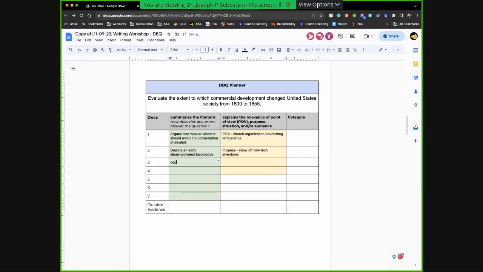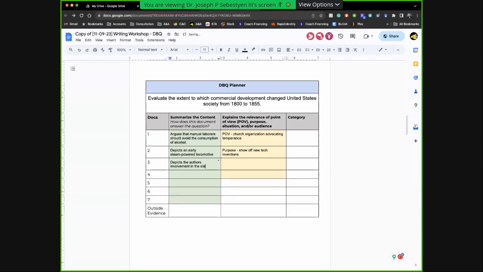Depicts the author's involvement in the slave trade. Purpose of this document: to show the profit one can make by the slave trade, right? Mm-hmm. See how I'm doing this?